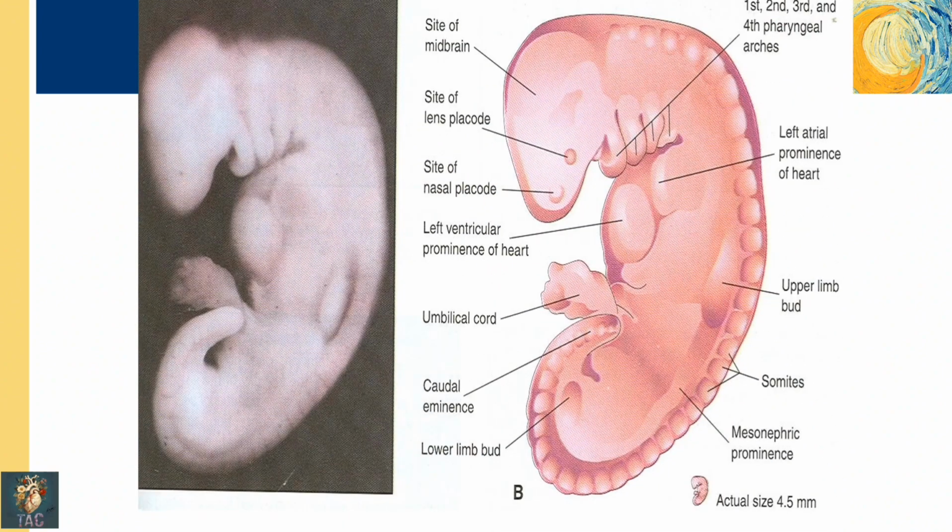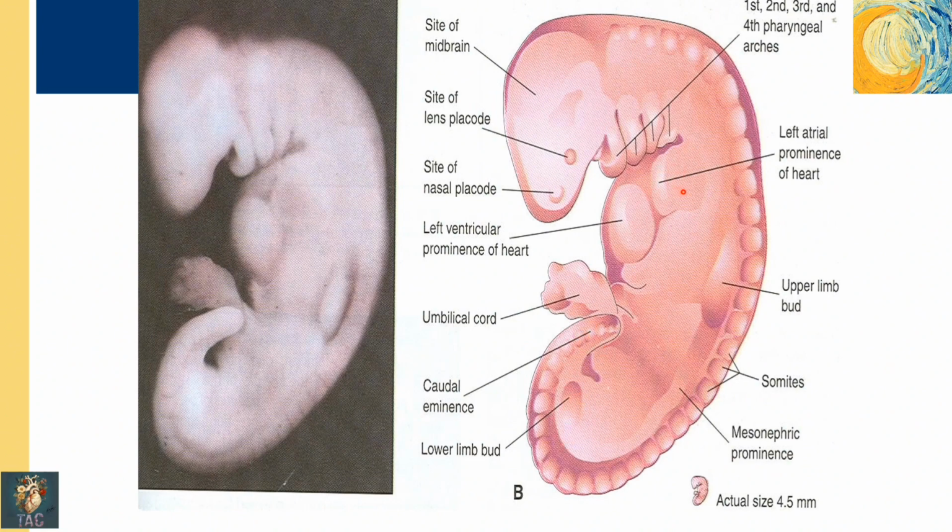Again, another diagram. This model is also present in your museum as well, so please have a look at this model carefully. This is the area where the nasal placodes are present, the area where the lens placode is present, and the area for formation of the midbrain. Here you can see the different somites which are forming. This is the area of the upper limb bud which is forming. This is the area where the mesonephric prominence is present, and the area where the lower limb bud is present. This is the caudal eminence.